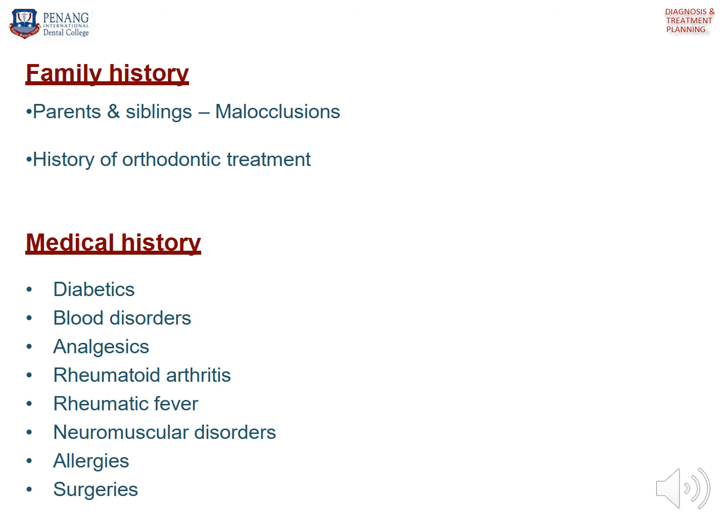Okay, for diabetes, if the patient has diabetes, usually we need to consider the treatment in the early mornings. And then for patients with blood disorder, we need to consider this when we want to do extraction prior to orthodontic treatment. And then analgesic, we need to consider analgesic because sometimes orthodontic treatment may cause pain. And in patients with rheumatoid arthritis, rheumatoid fever, neuromuscular disorder, allergies and surgery, we also need to consider these before we do orthodontic treatment.